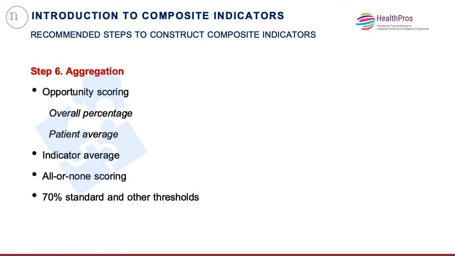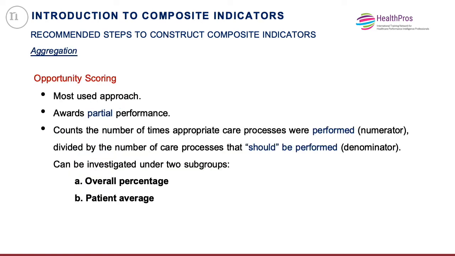After assigning weights to individual indicators, the next step is aggregation of these indicators into a single score, and there are multiple ways to do it, such as opportunity scoring, indicator average, all or none scoring, and 70% standard approaches, and I will explain them. Opportunity scoring is the most used scoring method for composite indicators, and in this approach, partial performance is awarded. It basically counts the number of times that appropriate care is given divided by the number of times that it should be given. And it can be investigated under two subgroups, which are overall percentage and patient average.